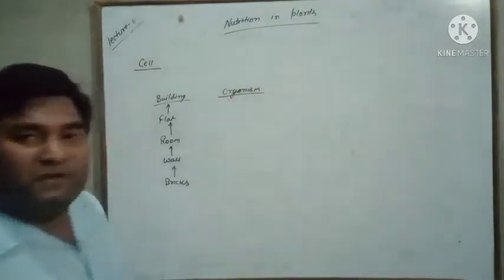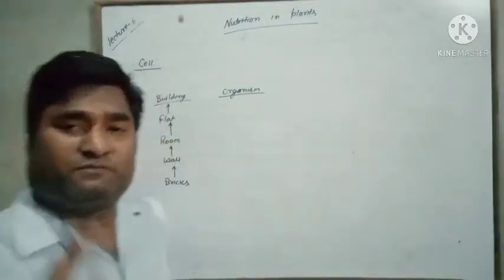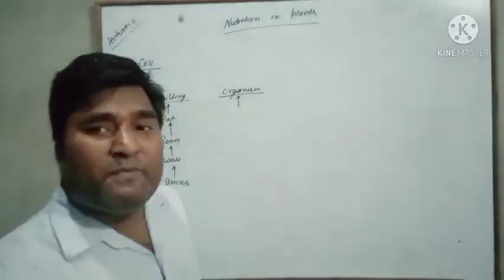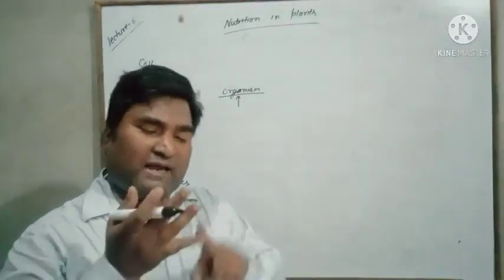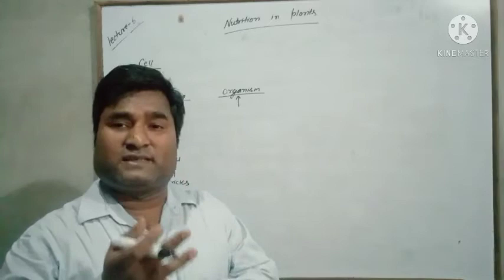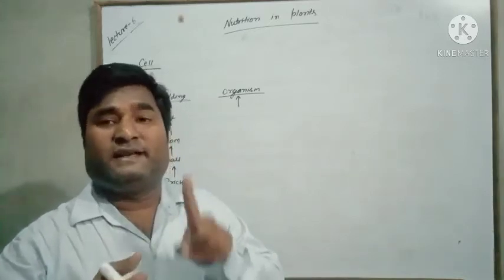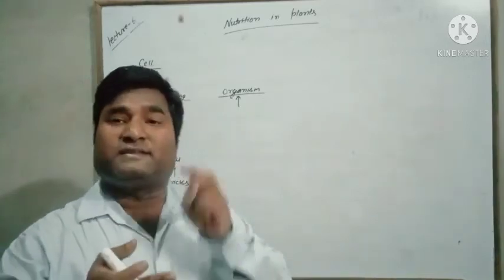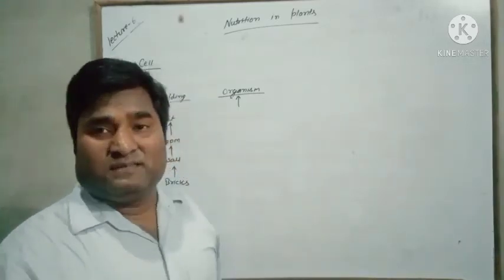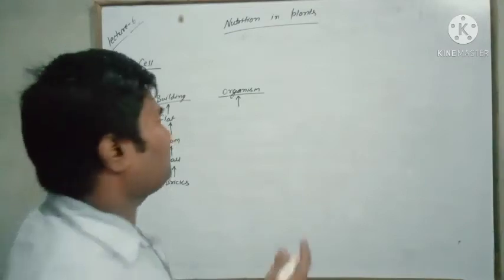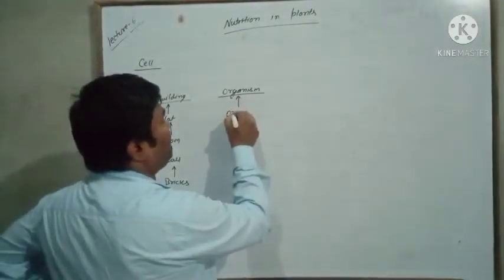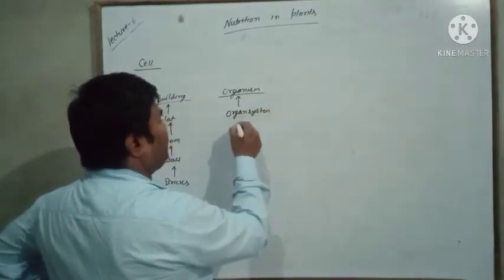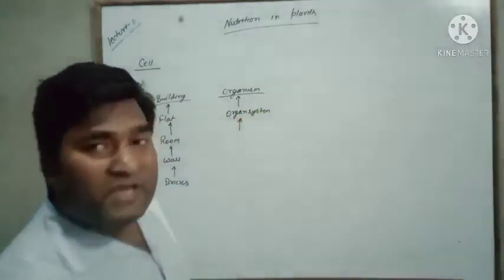Now, take an organism. Let it be you, me, anyone, a human being. Our body is made up of many organ systems like the digestive system, respiratory system, reproductive system, excretory system, nervous system, skeletal system, circulatory system. Many systems are there that perform different functions of the organism. Each organ system is made up of many organs.